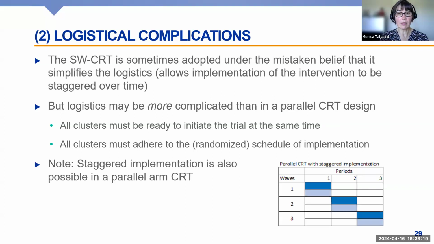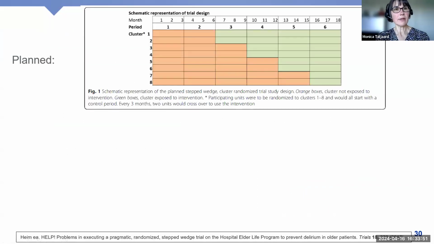In a parallel arm design, often we can do everything sequentially. So we can recruit the clusters sequentially, randomize them sequentially, and often the intervention is implemented sequentially as well. What I always say to investigators is that the stepped wedge is not the only design that allows a staggered implementation. It is also possible to do a staggered implementation in a parallel arm design, as I show in this little diagram here.